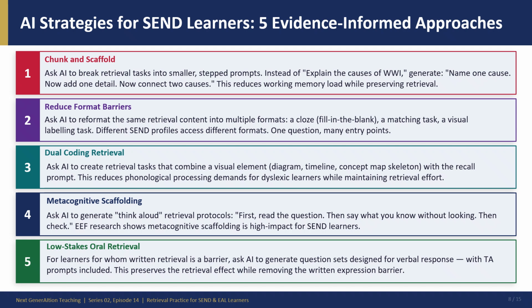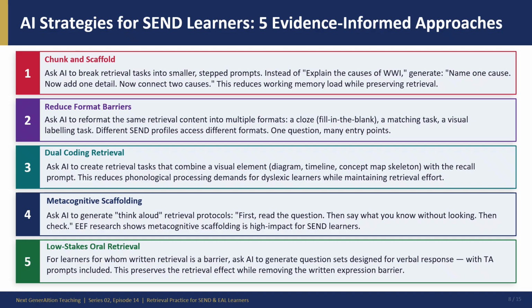Strategy 3. Dual coding retrieval. Ask AI to create retrieval tasks that combine a visual element with the recall prompt. A concept map skeleton, a labeled diagram, a timeline with gaps. For learners with dyslexia, this reduces phonological processing demands whilst maintaining retrieval effort. Paivio's dual coding research tells us that processing through both verbal and visual channels produces stronger memory, and for many SEND learners, this visual channel is often less compromised.